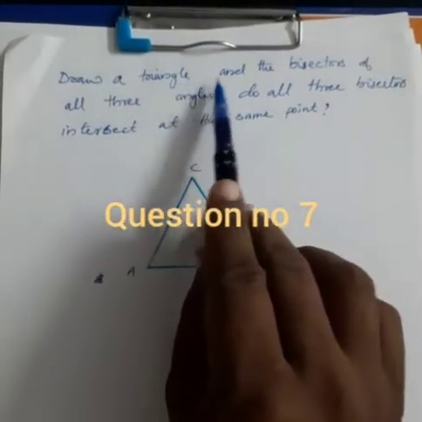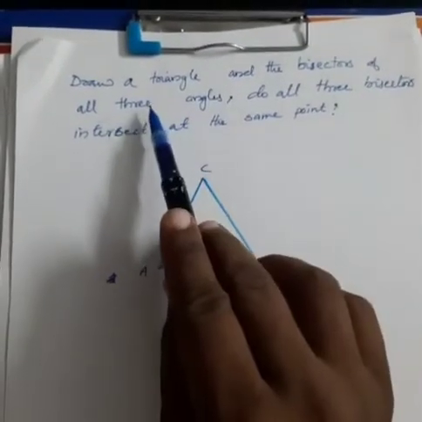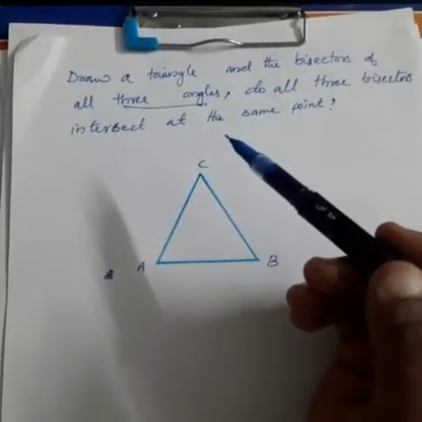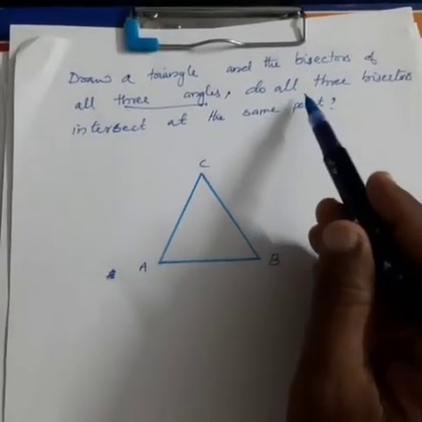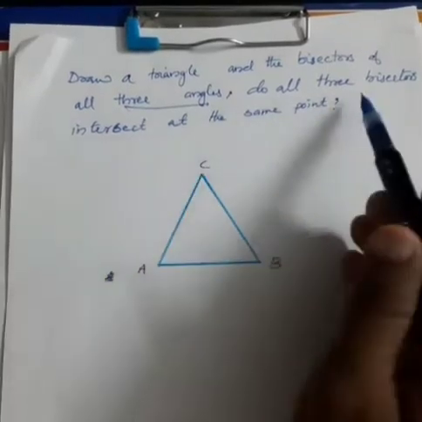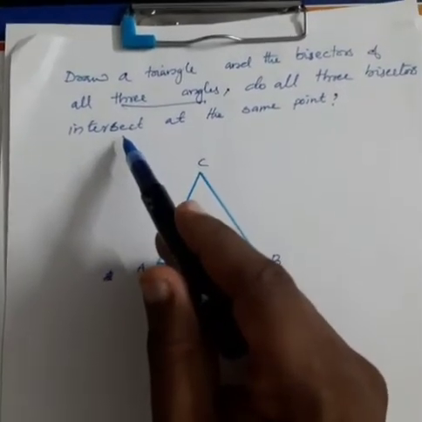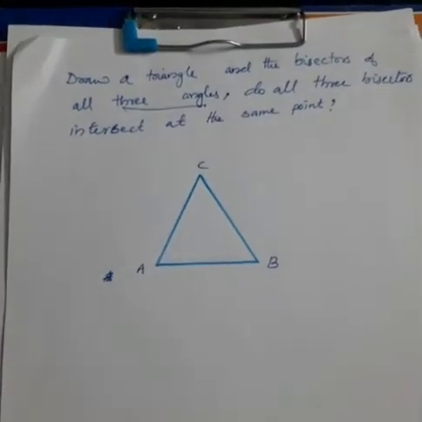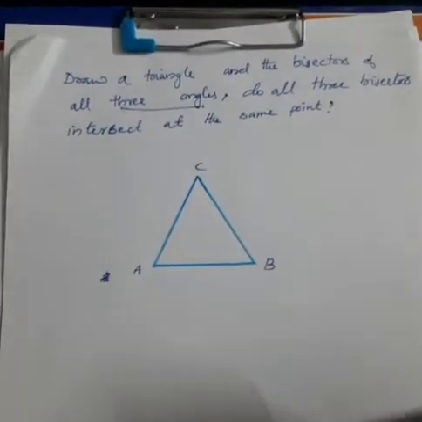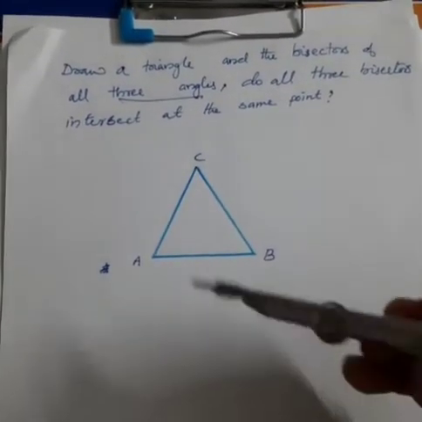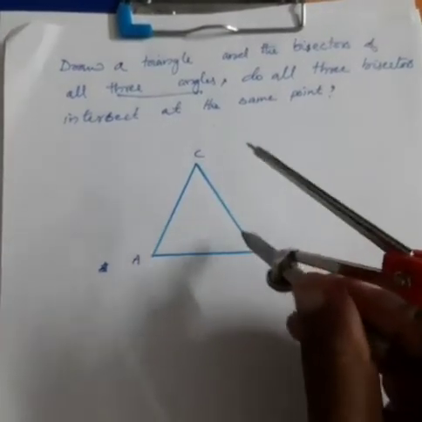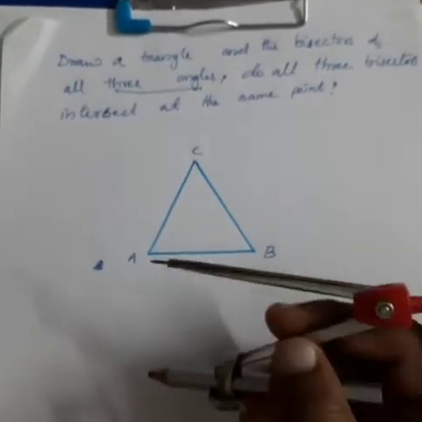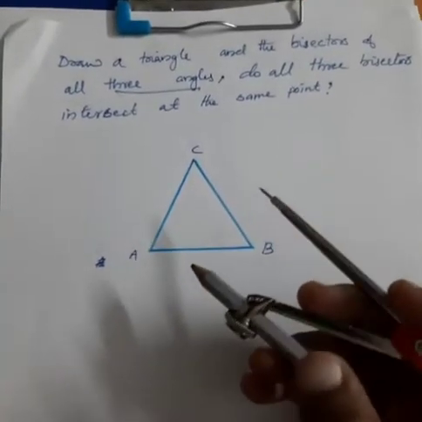Draw a triangle and the bisectors of all three angles. Do all three bisectors intersect at the same point? First of all, we have to draw a triangle, and we are drawing the angle bisectors for angle A, angle B and angle C. These are the three angles we are drawing the bisectors.